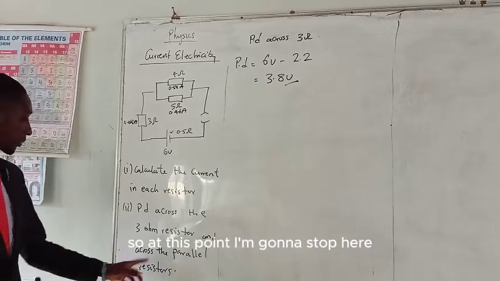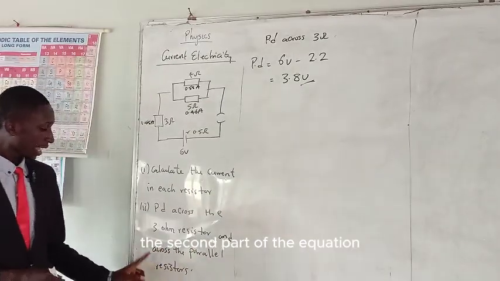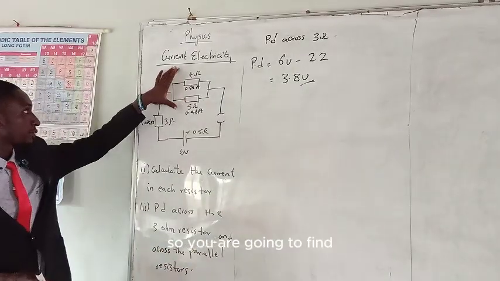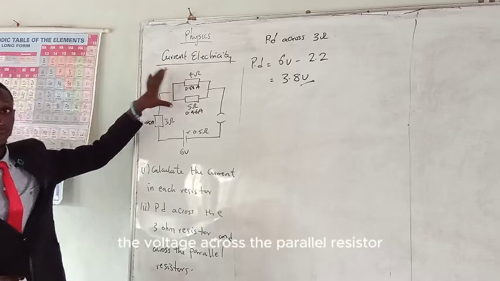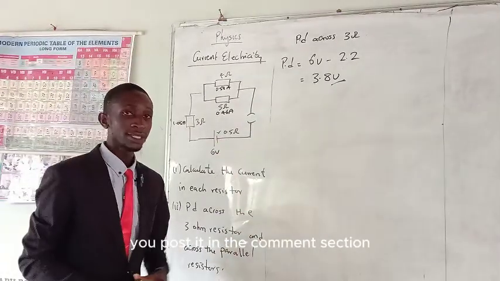So at this point, I'm going to stop here. The second part of the question says across the parallel resistor. So you are going to find the voltage across the parallel resistor. When you get your answer, you post it in the comment section.